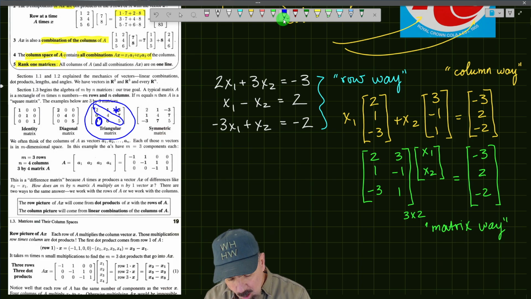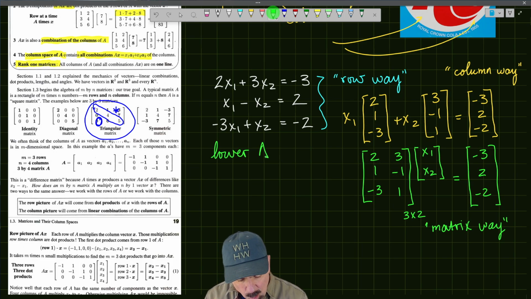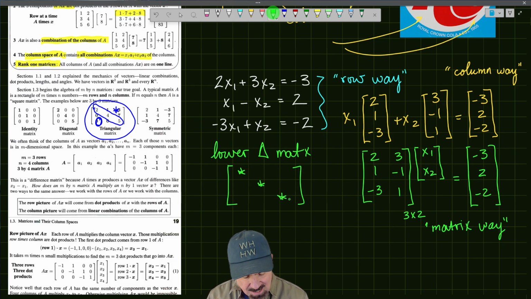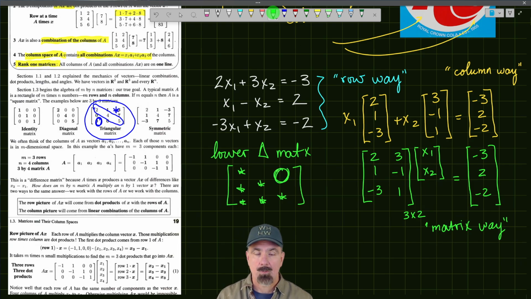An example of lower triangular: if we look at a lower triangular matrix, then we're looking at something where the values on the main diagonal could be anything, and then down here we have possibly non-zero values, but all the values up here are zero. That would be a lower triangular matrix. So it's not just triangular. We have upper triangular and we have lower triangular, and we'll see a lot more of that when we get to chapter 2.